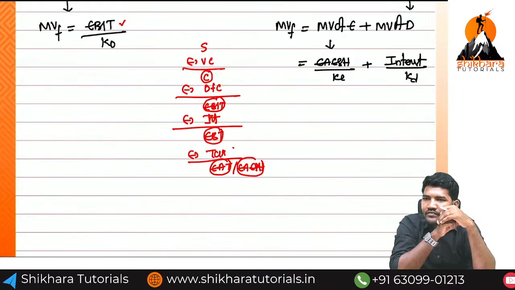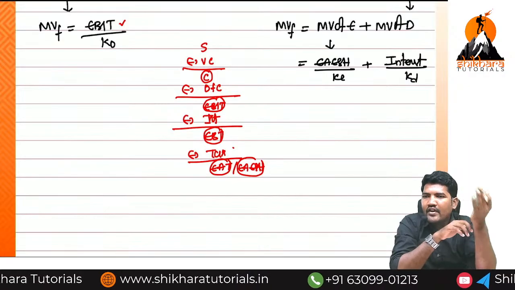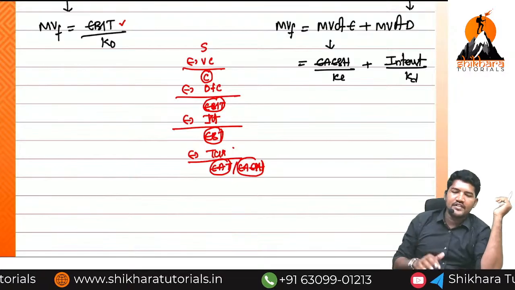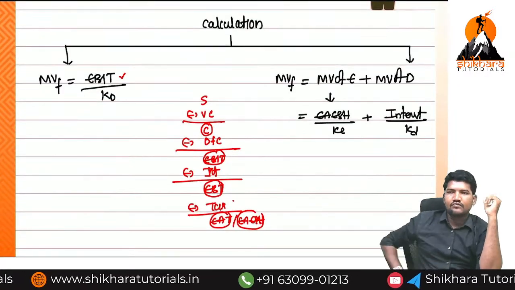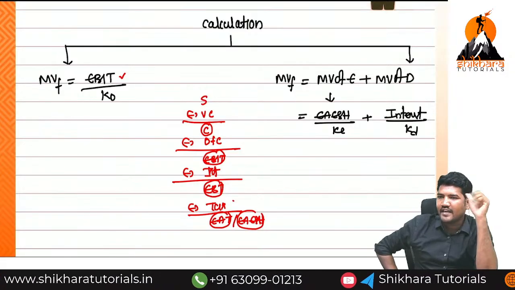Are you guys clear? What about the debt? Individual debt related interest divided by KD. Simple calculation also. Are you clear? Any doubt regarding this net income approach?